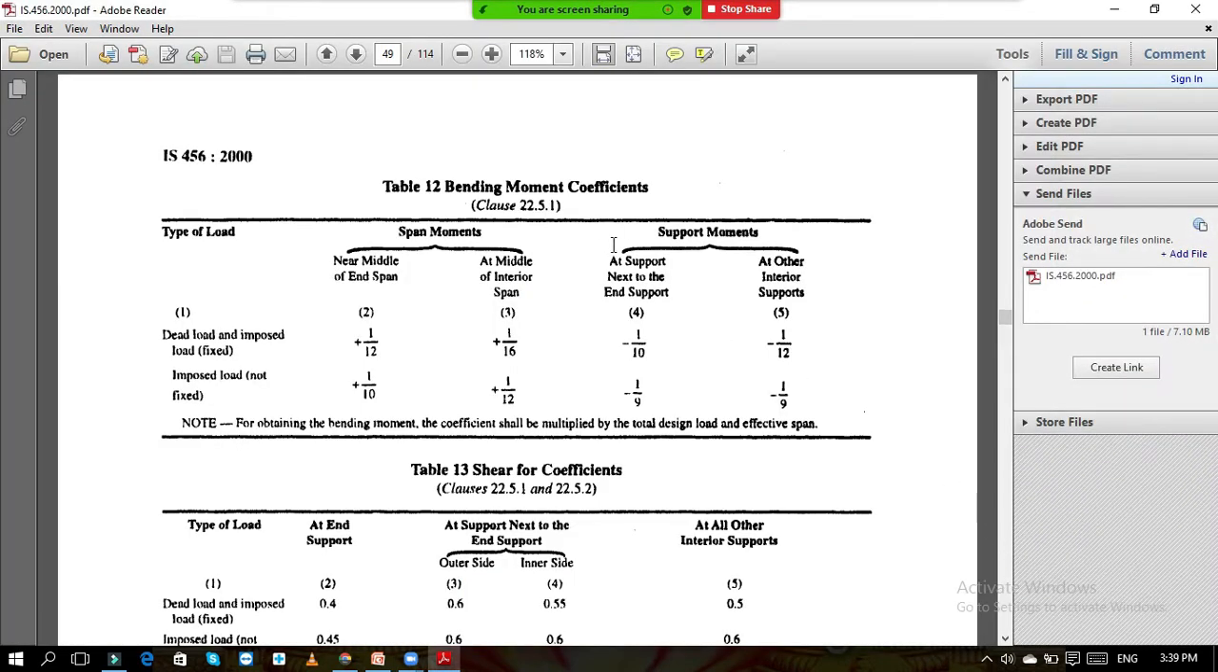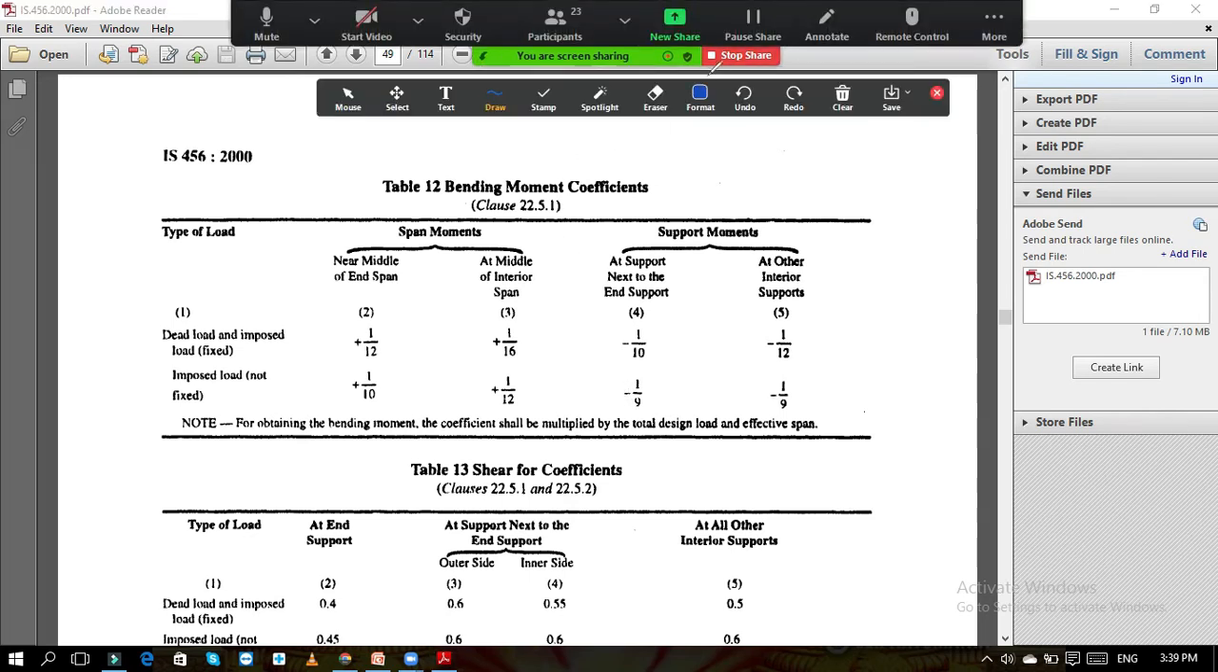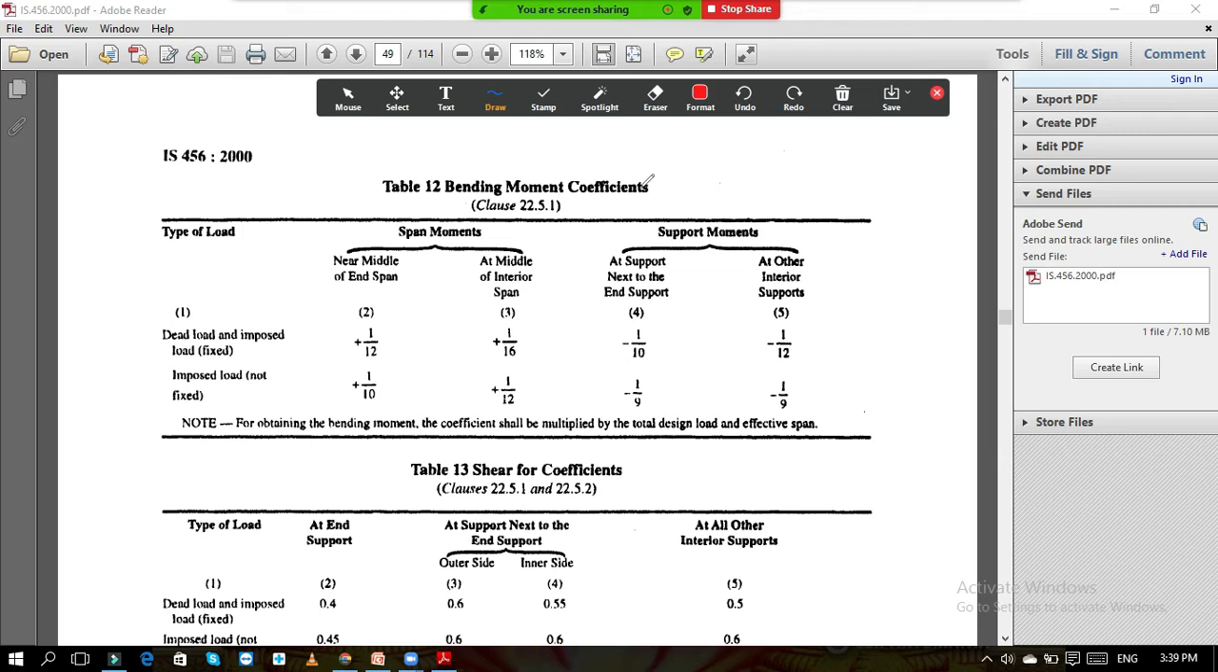Are you able to see the screen? IS code. Now here you can see this is the bending moment coefficients. Table number 12, page number 36. From this table we are going to calculate the bending moment coefficients.